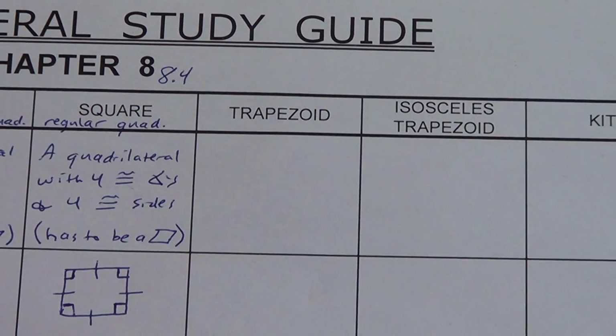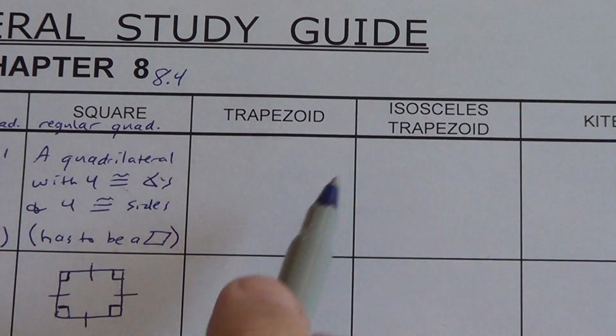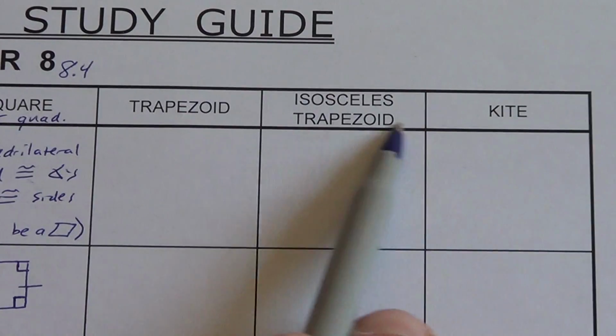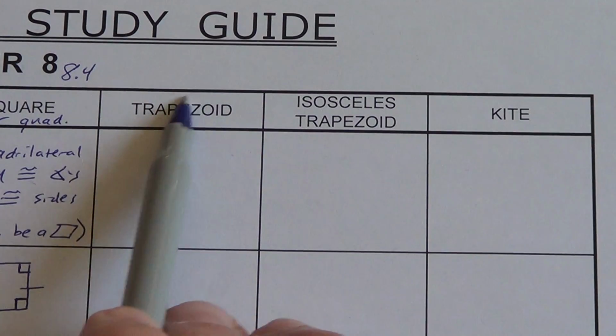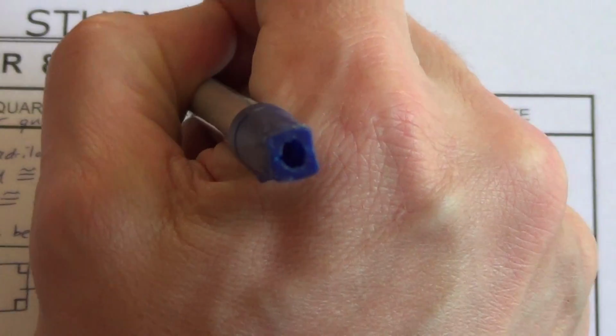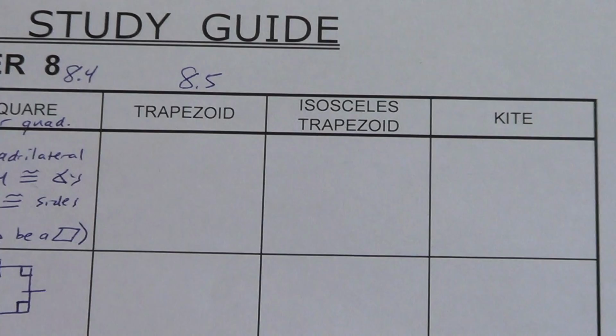Okay, we are back at it now with lesson 8.5. So we're going to be talking about trapezoids, isosceles trapezoids, and kites, all in lesson 8.5. The first video is just going to focus on trapezoids right here. So I'm going to put 8.5 up at the top. Alright, and then we're going to start talking about things.